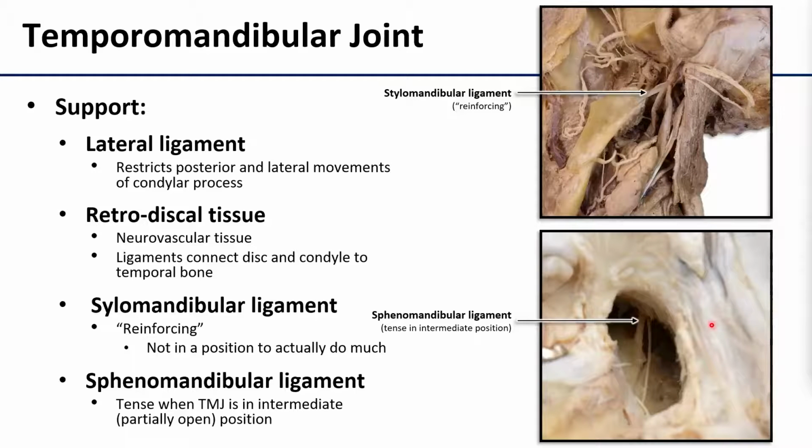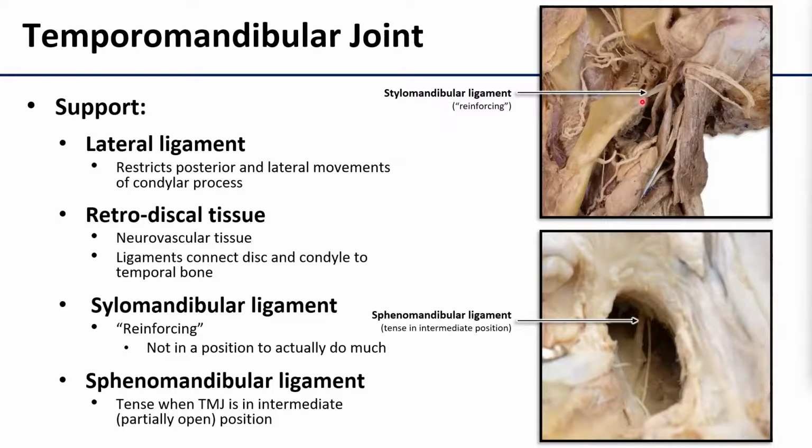All right, so completely outside of the joint capsule now, or extracapsular, we have two ligaments that help to reinforce the joint. We have the stylomandibular ligament, so you can see this in the top image here, running from the styloid process down to the mandibular ramus.